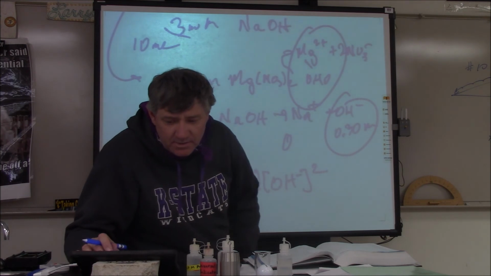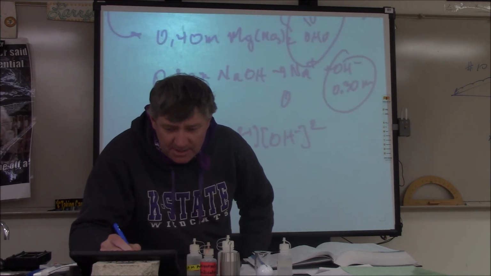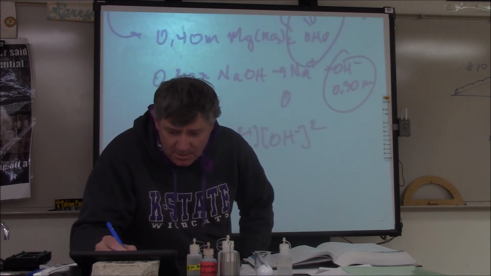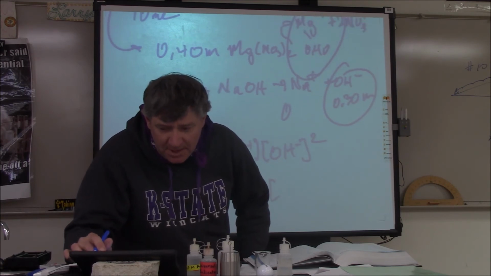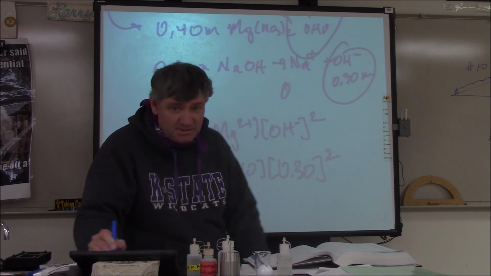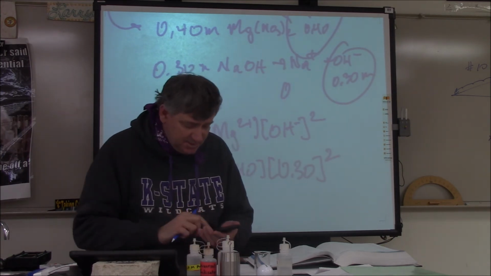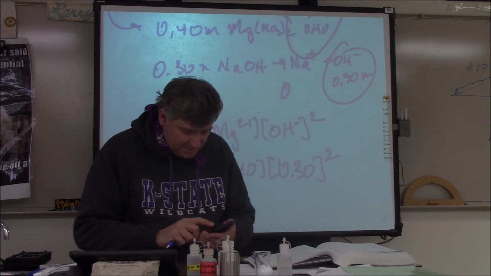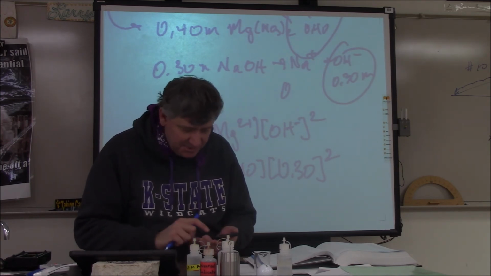So what I'm going to do is take my magnesium ion concentration, which is 0.40, and multiply that by my hydroxide ion concentration, which is 0.3, but then I'm going to square that. Okay, so give me a second. Let me do some calculations here, because I just completely made this problem up.